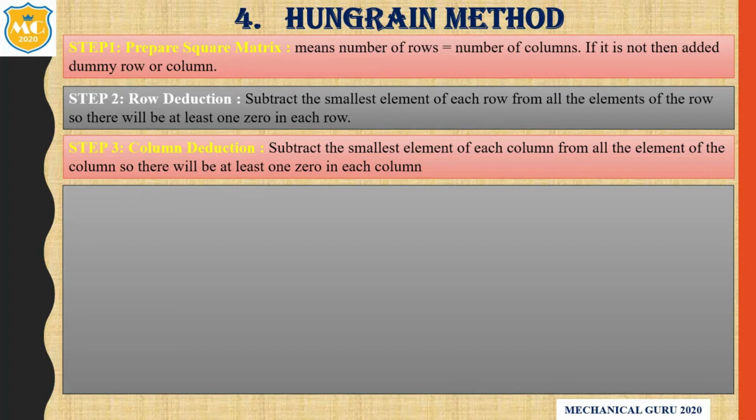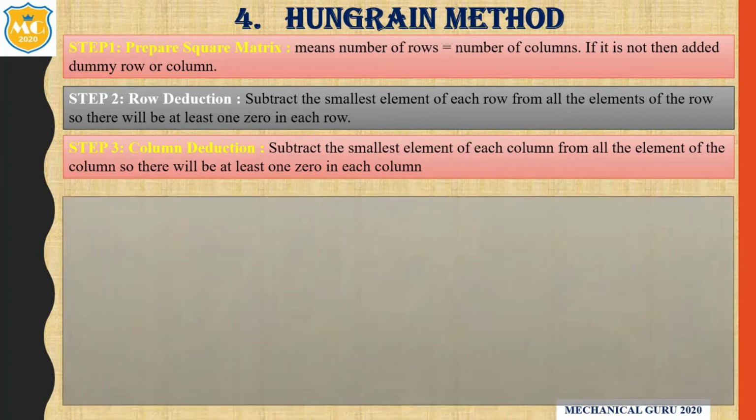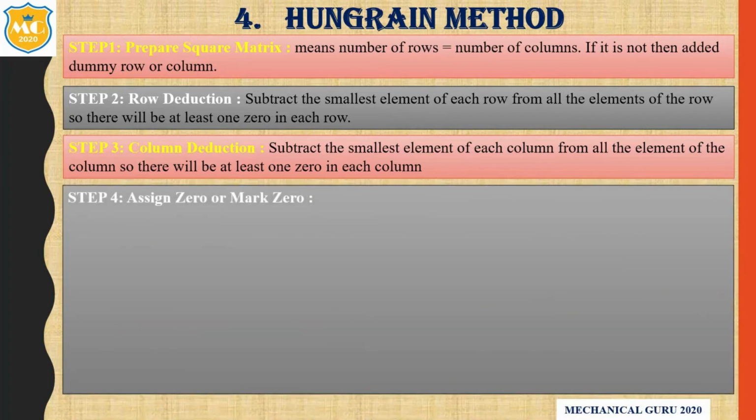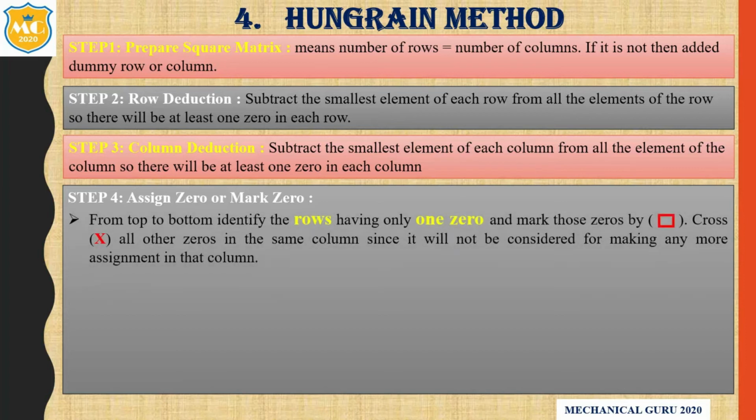Next step number 4, that is assign 0 or mark 0. So in that, we have to follow different steps. So the first step, from top to bottom, identify the rows having only one 0 and mark those 0 by a square and cross all other zeros in the same column since they will not be considered for making any more assignment in that column.